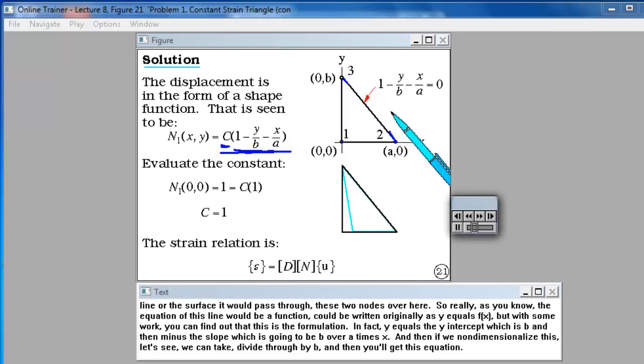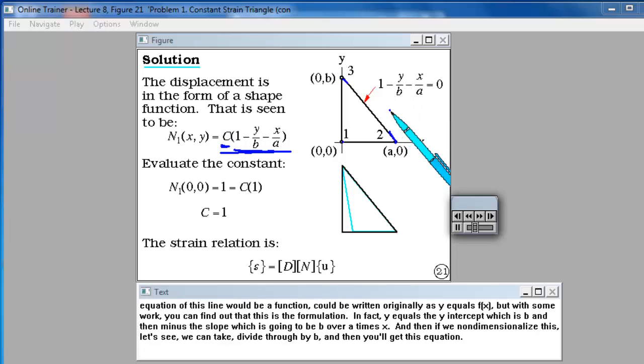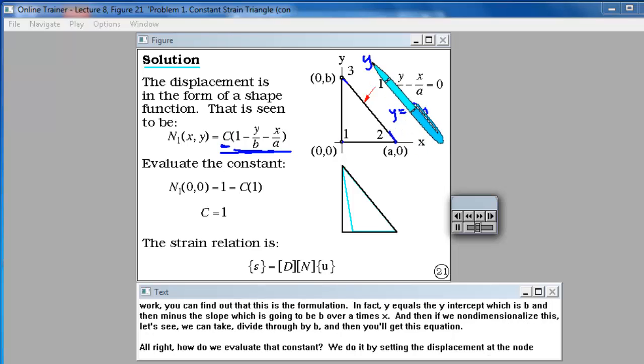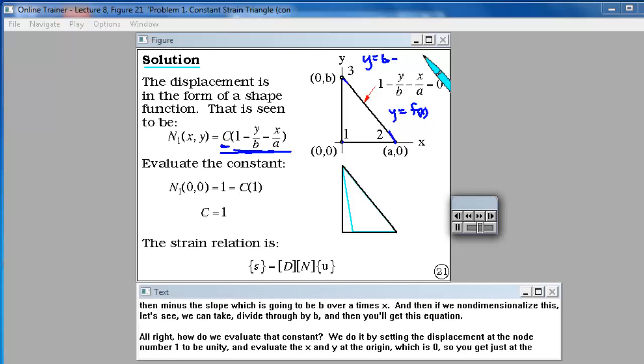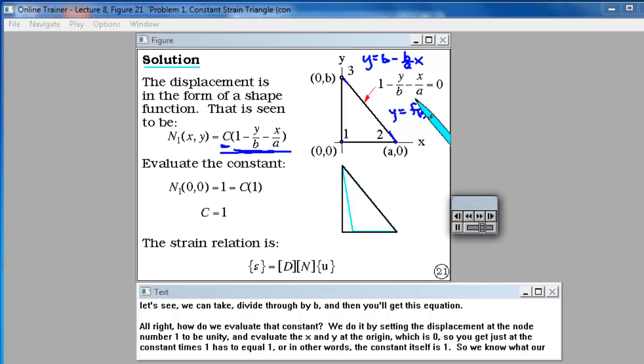So really, as you know, the equation of this line could be written originally as y equals f of x. But with some work, you can find out that this is the formulation. In fact, y equals the y-intercept, which is b, and then minus the slope, which is going to be b over a times x. And then if we non-dimensionalize this, we can divide through by b, and then you'll get this equation.